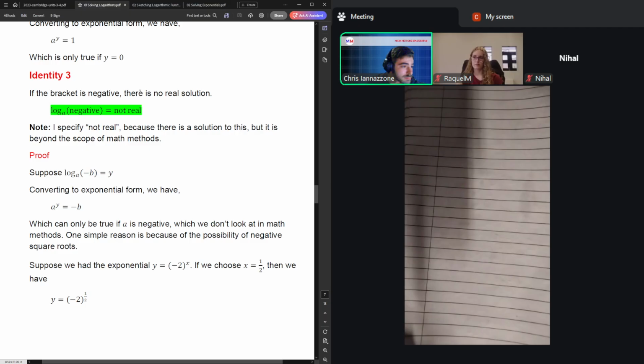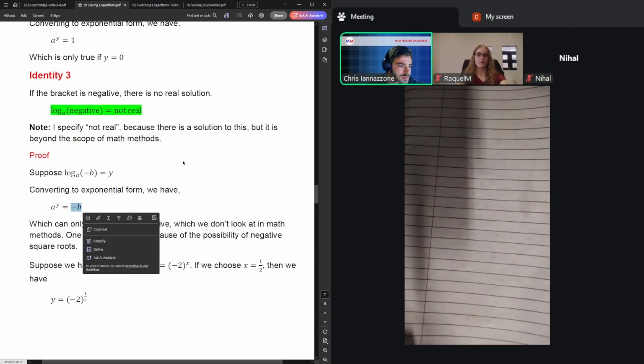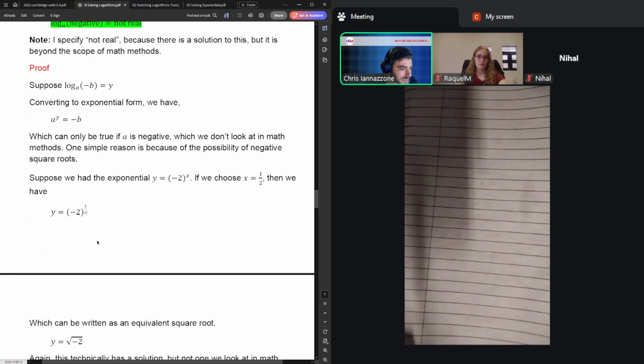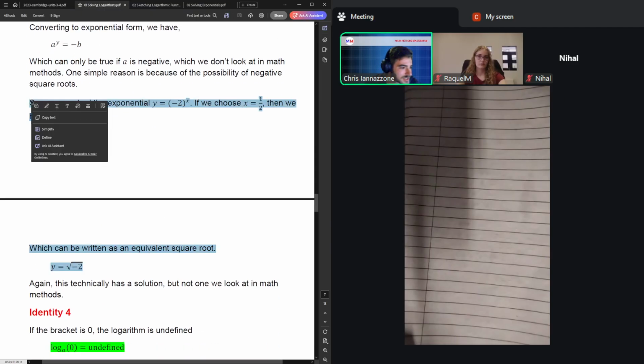If you have a negative in the bracket, you get a non-real solution. This really only matters for Spec Math kids. For Methods, we don't really care whether it's non-real or just doesn't exist entirely. The reason why comes from, again, converting to the exponential form. And we discussed this earlier, which was there was no index that was possible to make a negative answer. There was no possible value of y that would turn this exponential into a negative number. I do detail one that can eventually show up, but again, this is Spec stuff.